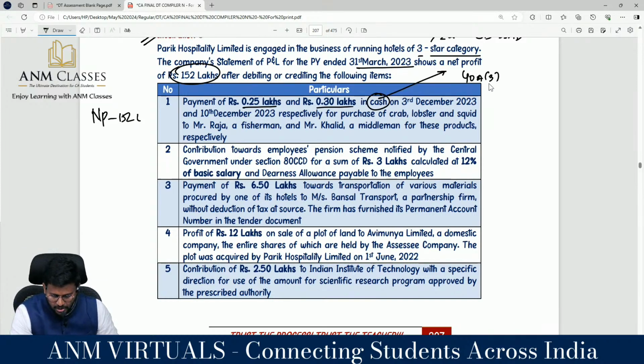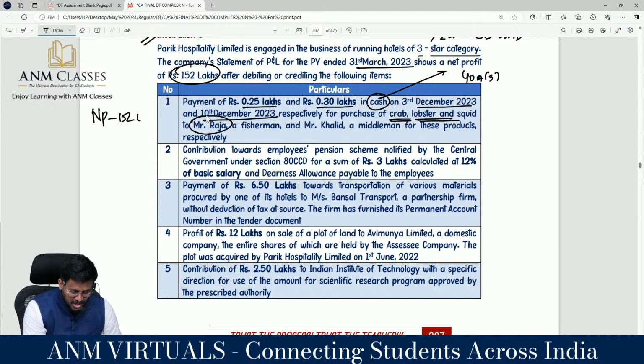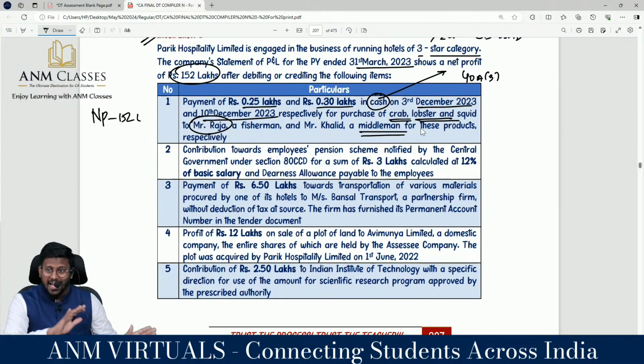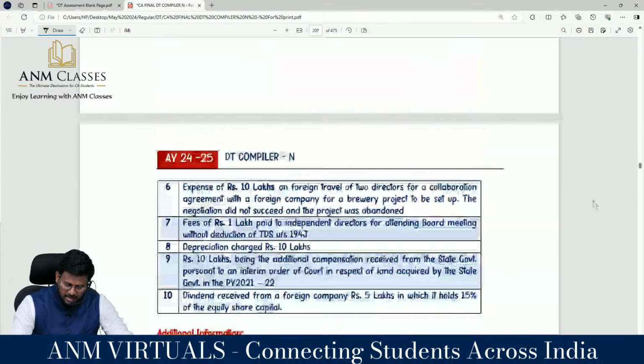Section 40A subsection 3. On 3rd December 2023 and 10 December 2023, that means on 2 different days, in a single day to a single person, for purchase of crab, lobster and squid: Mr. Raja, a fisherman, covered in rule, and Mr. Khalid, a middleman, not covered in rule. For this product respectively, that means 25,000 is allowed, but 30,000 should be added back. That's our first adjustment.